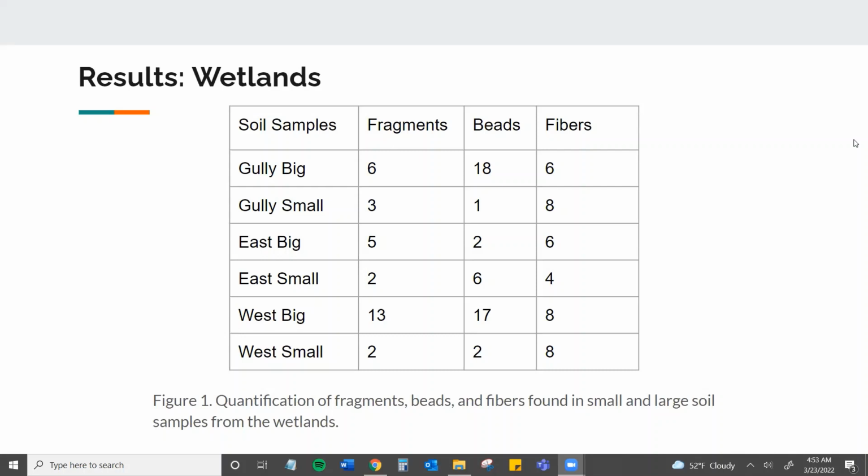So after testing, it was found that larger microplastics were in total higher in concentration in each of the wetland sample locations. For example, in the gully sample, there were 18 large beads found, but only 1 small bead found. Similarly, within the west wetland sample, there were 13 large fragments, but only 2 small fragments. This trend was consistent throughout the majority of the wetland samples, with the exception of the fibres in the gully and the beads in the east wetland.